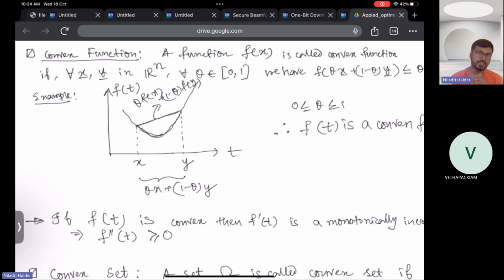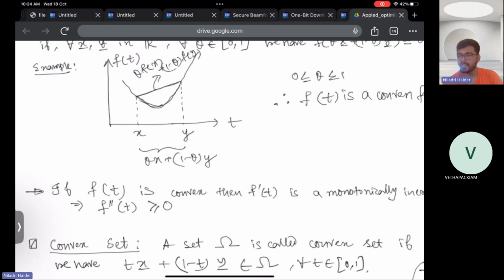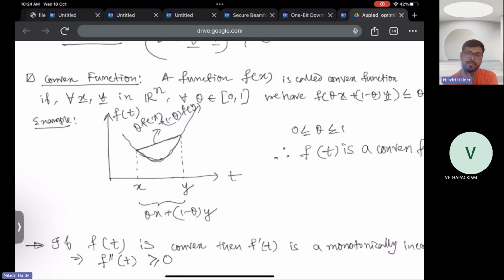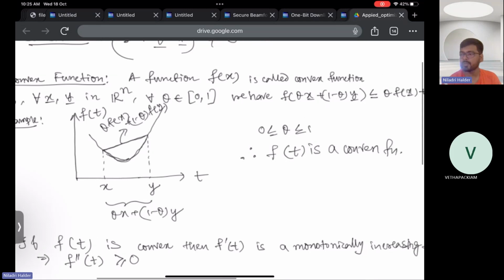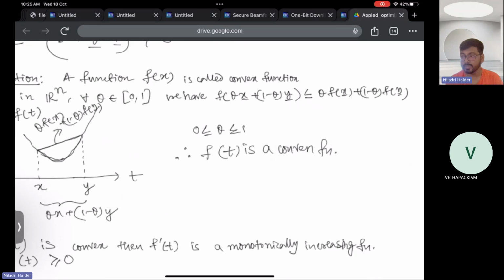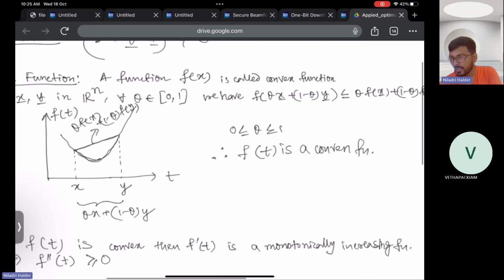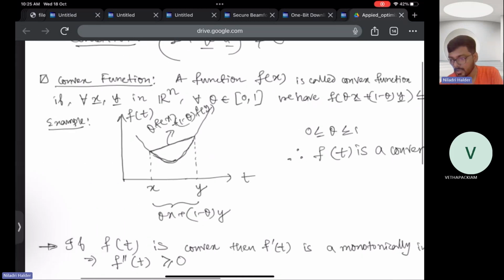Okay, so then convex function. Up to this we dealt with linear algebra. Now we are going to optimization. The convex function definition: a function f(x) is said to be a convex function if for all values of x and y, those are two vectors, f of theta x plus (1 minus theta) y is less than or equal to theta f(x) plus (1 minus theta) f(y), where theta goes from 0 to 1, so 0 less than or equal to theta less than or equal to 1. Then we can say f(x) is a convex function.